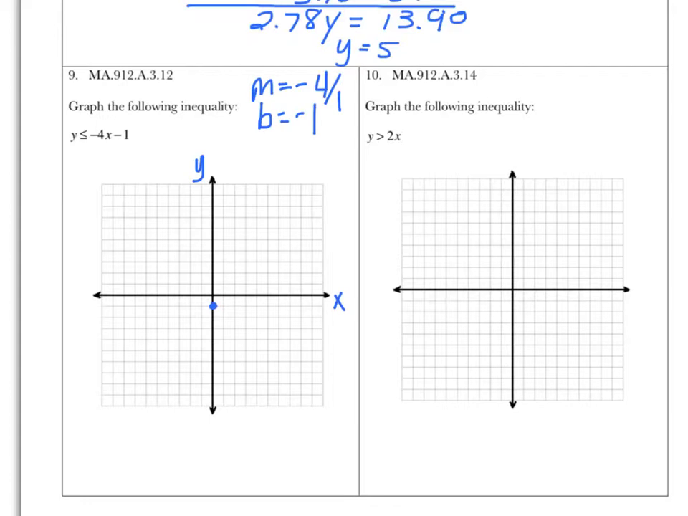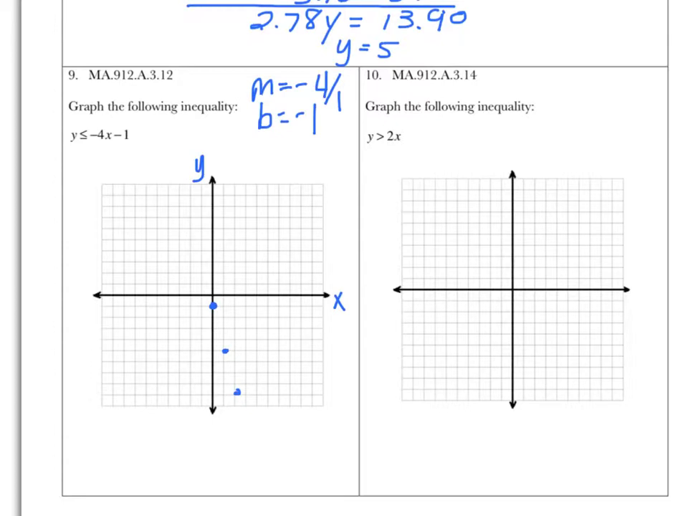So from that b value of -1, I'm going to go down 4, so 1, 2, 3, 4, and to the right 1. Puts me right there, and I'm going to make one more data point, 1, 2, 3, 4 down, and to the right 1 more, and puts a third data point there.